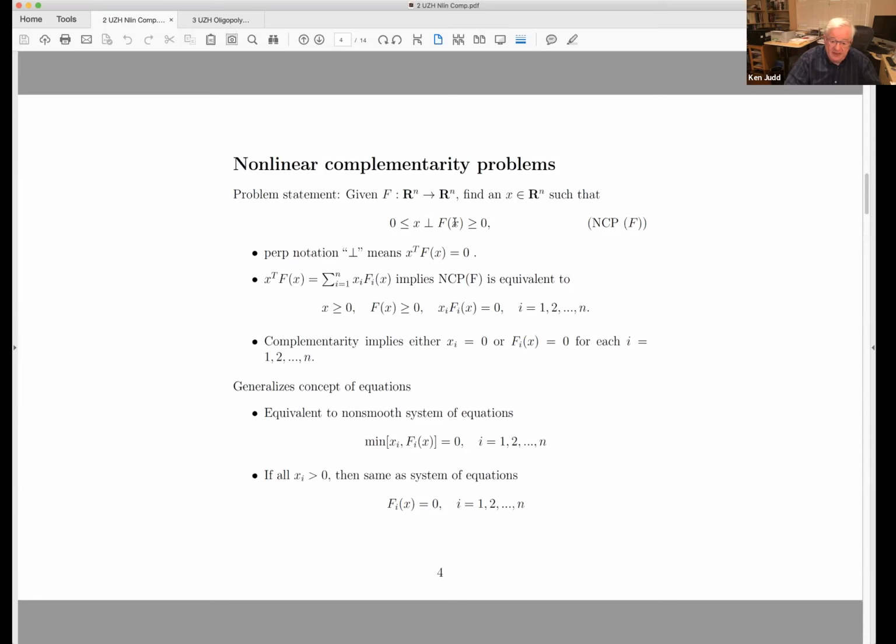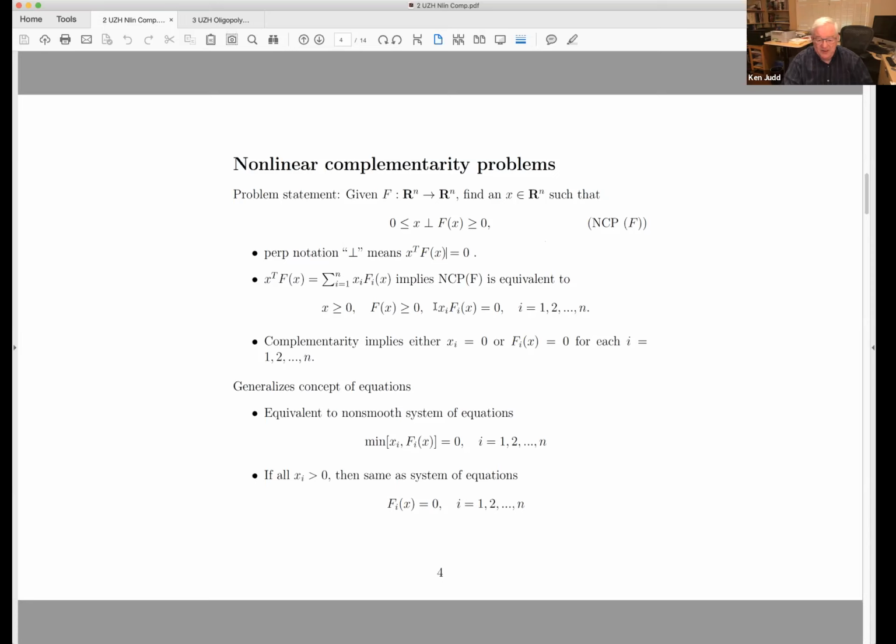This says you're trying to find an x such that f of x is greater than or equal to 0, and that x is greater than or equal to 0. Notice that both x and f of x are greater than or equal to 0. You represent it as 0 less than or equal to x here, and f of x greater than or equal to 0 here. And in between, you put this perpendicular notation. What that says is that you also want the inner product of x and f to equal 0.